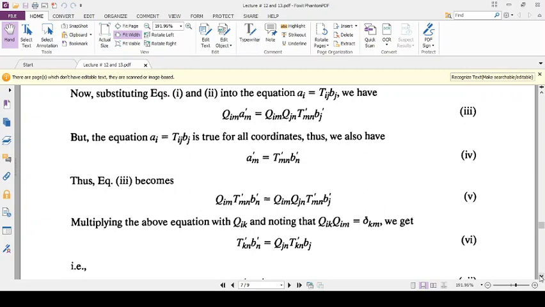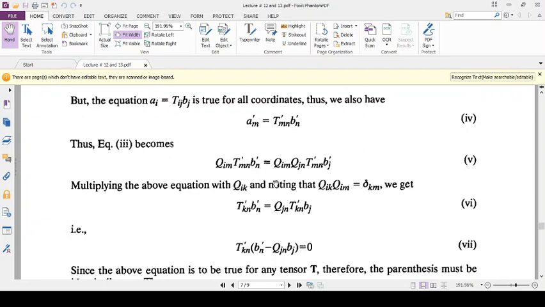So multiply the above equation with q_ik on both sides. Simply q_ik will give delta_km, here will be delta_km, and here also delta_km, and m will be dummy with m, so it will be T dash_kn.